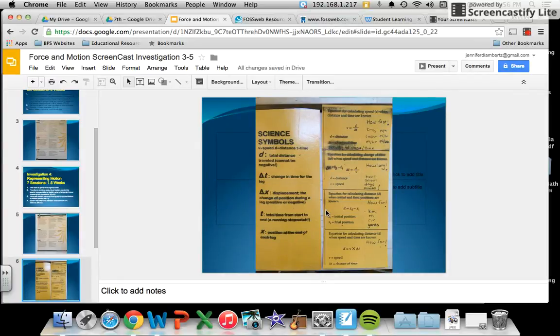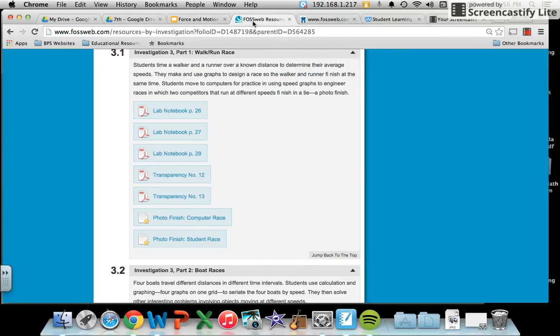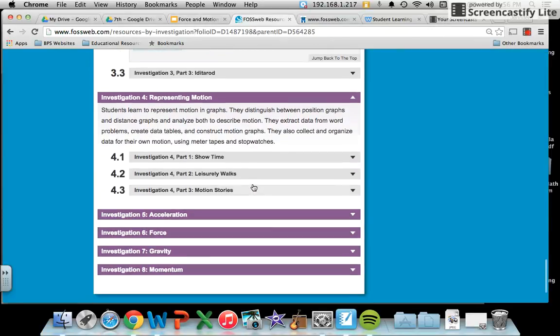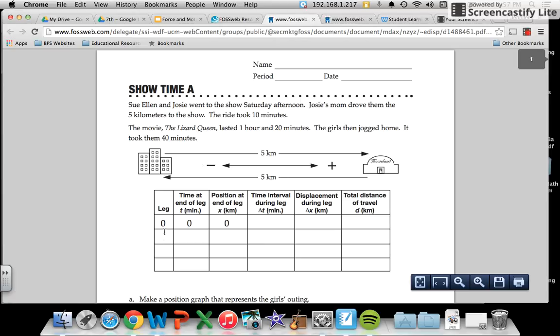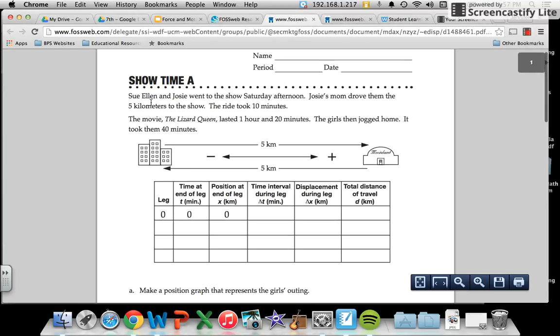I just wanted to show you what one of the lab notebook sheets looks like from Investigation 4, because you'll see why it can get confusing. Here you break down this motion event. Sue Ellen and Josie went to a show Saturday afternoon. Josie's mom drove them 5 kilometers to the show. The ride took 10 minutes. I actually have the students act this out, so they're actively engaged and we walk through it.